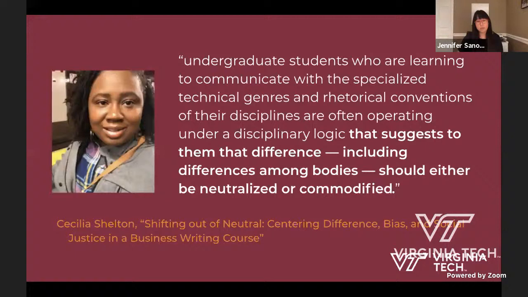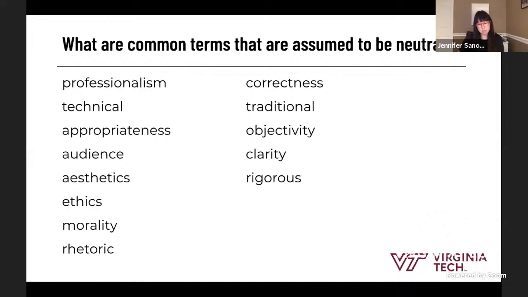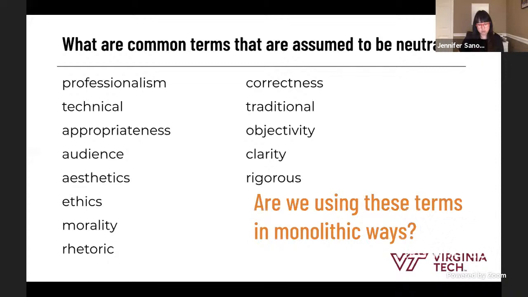Take, for instance, the assumption that professional and technical writing should be neutral, that it's possible and preferable to write a factual and objective technical report or manual, and that this is the kind of neutral writing that we should be teaching our students. In fact, there are many seemingly neutral but culturally contingent terms such as professional, technical, appropriate, and clear that are frequently used to assess student writing and engagement. And I want to be clear in stating that I'm implicating myself here as well. However, we need to be asking ourselves, are we using these terms in monolithic ways? Because if so, there's a good chance we are authorizing a white value system and way of making sense of the world.